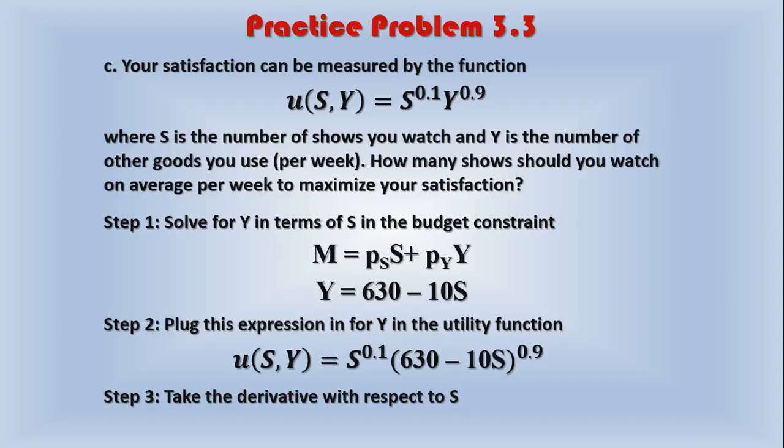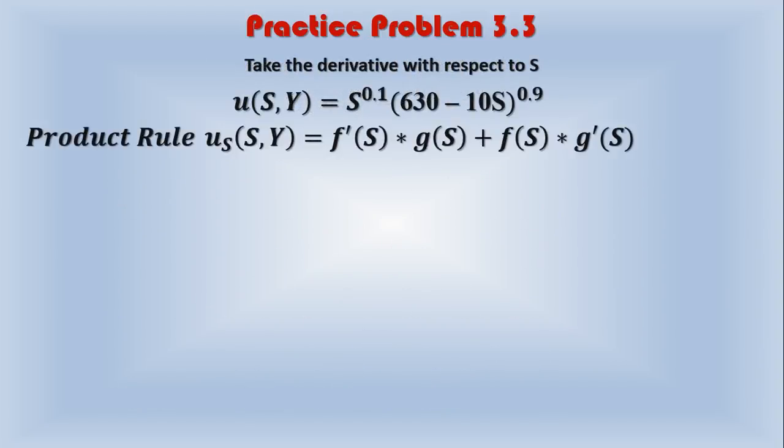We're going to take the derivative with respect to s. So we take the derivative of the first function and leave the second function alone. We'll let the first one be f of s, and this one be g of s. Then we add that to the first function times the derivative of the second function, which is a composite function, so we'll have to use the chain rule for that.